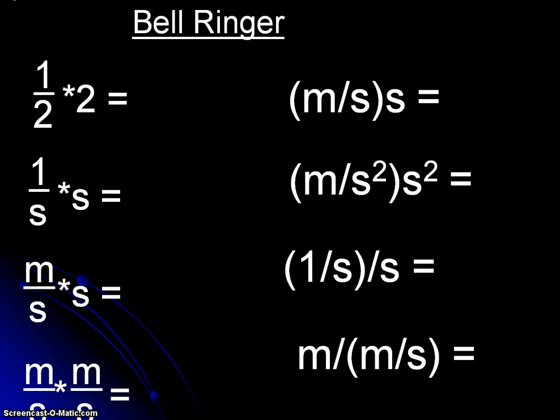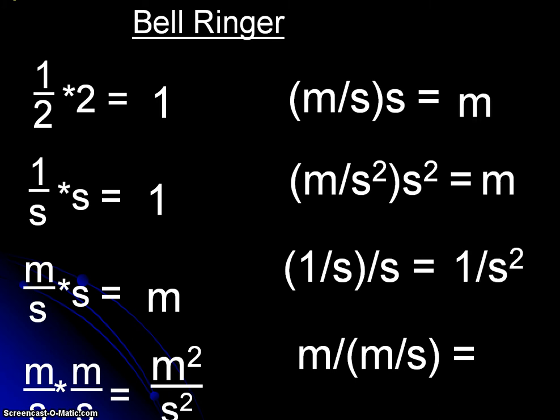So 1/2 times 2 is 1. 1/seconds divided by seconds is 1. Meters per second times seconds, the seconds cancel out and we have just meters. Meters per second times meters per second gives us meters squared over seconds squared. All right, and here are the answers for the others. That last one's pretty tricky, but it's something that we'll see.